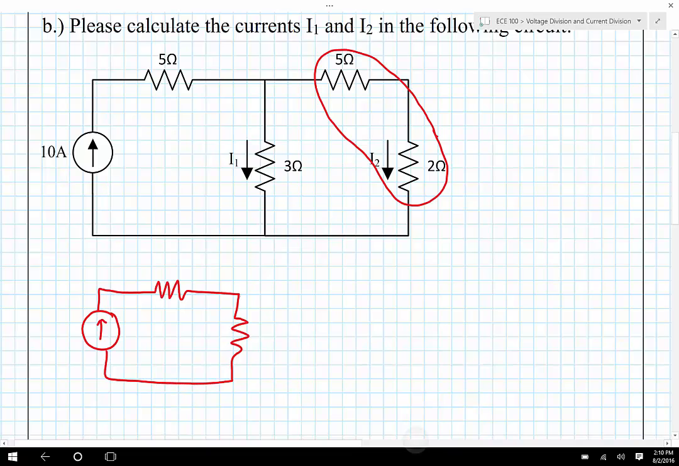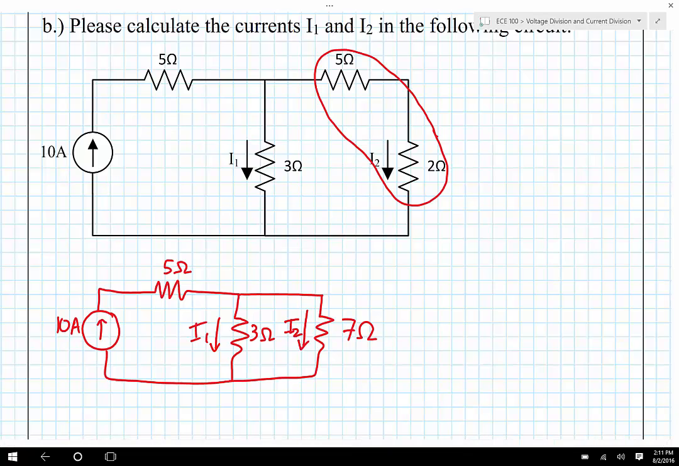So you can see here I have combined those 2 resistors into a 7 ohm resistor. This is labeled as I2 in the original circuit. This is labeled as I1. This is 3 ohms. This is 5 ohms. And this is 10 amps. Now here's the most interesting part about this problem: the 5 ohm resistor makes no difference whatsoever.